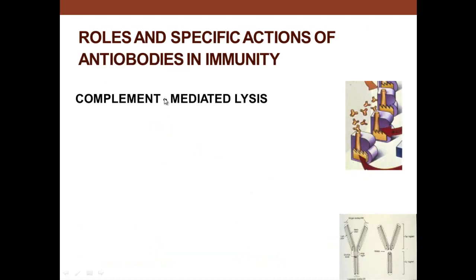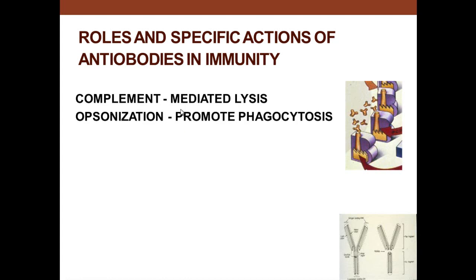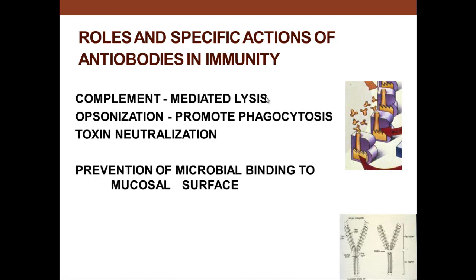Now, what are the specific activities of antibodies? One is complement lysis. It binds to complement and helps cause death of bacteria and other things. Also, opsonization. It promotes phagocytosis. So the antibodies produced by the plasma cells bind to the antigens and make them easier to be phagocytized by the other cell. Also, it neutralizes toxins. It binds to toxins and prevents them from being effective. It prevents microbial binding to the mucosal surface is another thing.